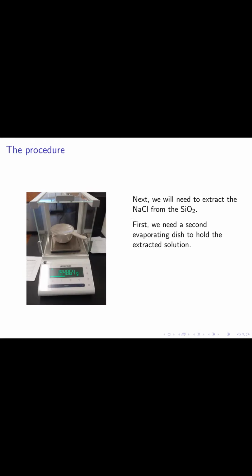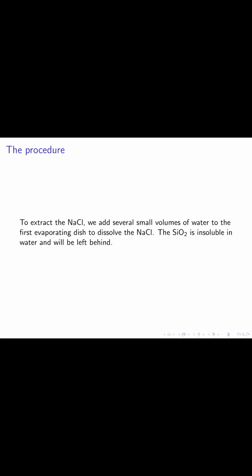The next step is to extract the sodium chloride from the silicon dioxide. To do this, first we need a second evaporating dish to hold the extracted solution. We weigh a second evaporating dish along with a watch glass. This will be used as a cover when we heat the solution. To extract the sodium chloride, we need to add several small volumes of water to the first evaporating dish to dissolve it. The silicon dioxide is insoluble in water and will be left behind.